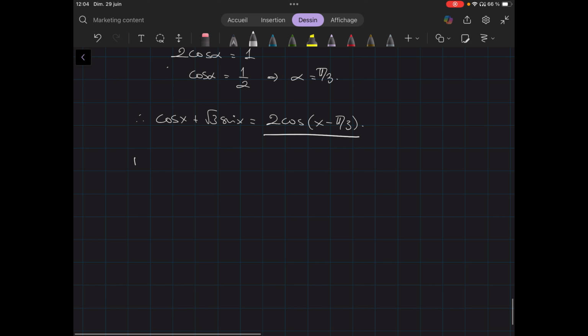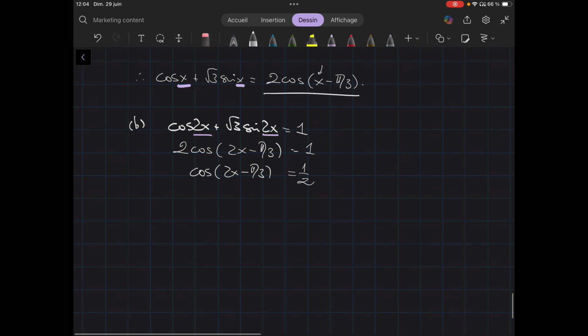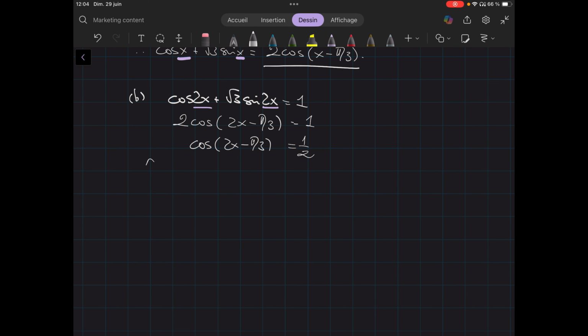Moving on to part B. We now have to solve this equation. Notice that it is very similar to what we just proved in part A. In fact, all we have to do is replacing x over here with 2x. Now we have to solve this equation. When in doubt, sketch it out.